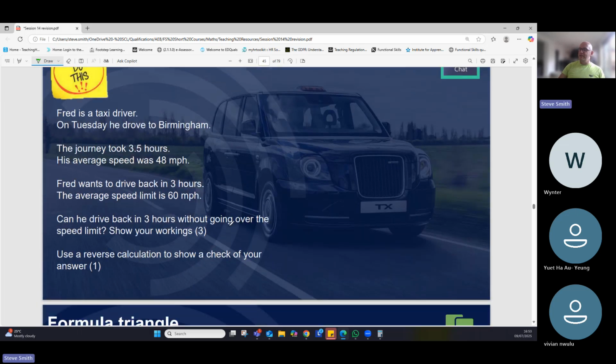Brighton. Fred is a taxi driver. On Tuesday, he drove to Birmingham. The journey took 3.5 hours. His average speed was 48 miles per hour. Fred wants to drive back in 3 hours. The average speed is 60. Can he drive back in 3 hours without going over the speed limit?